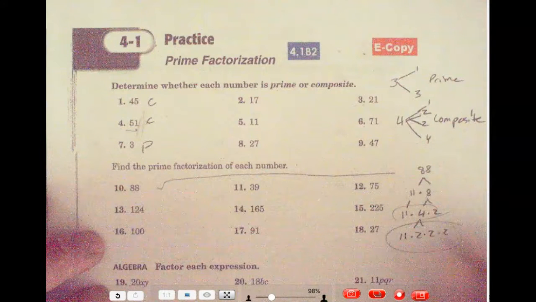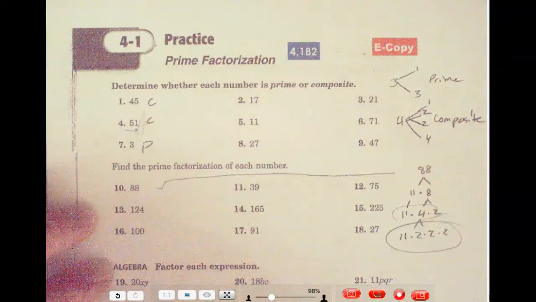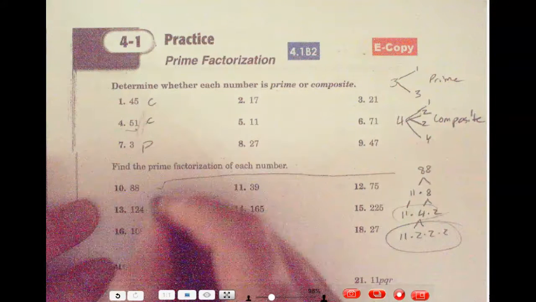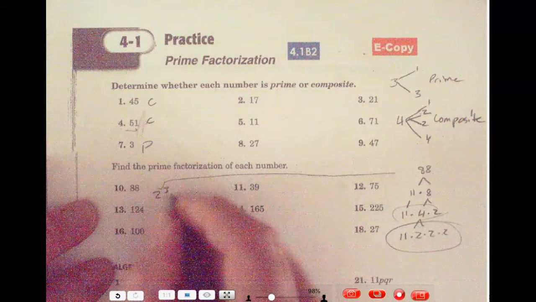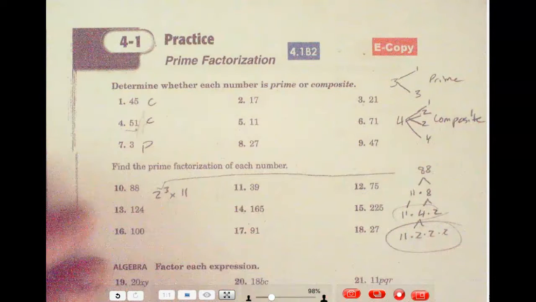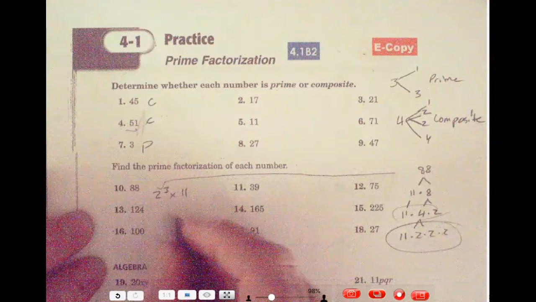So the prime factorization is just a string of primes, and all those numbers are prime. We have to write that in exponential form. So this is actually 2 to the third, because we have 1, 2, 3, so 2 to the third times 11. 124, that's a pretty big number, but let's pick two numbers that go into it for sure.